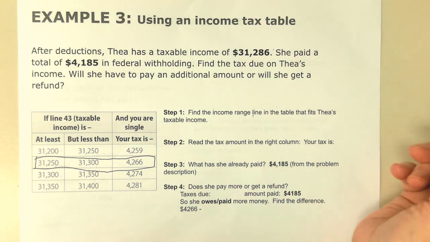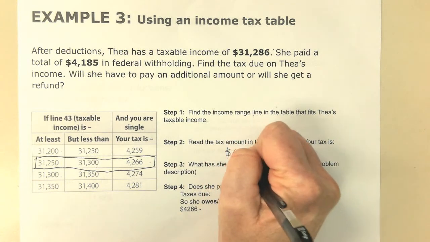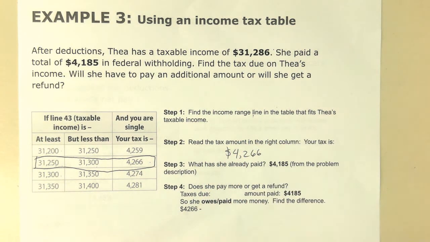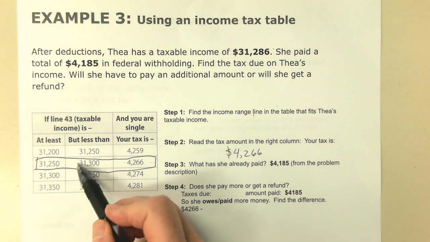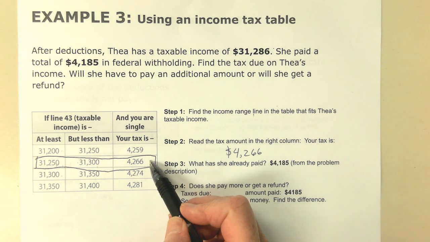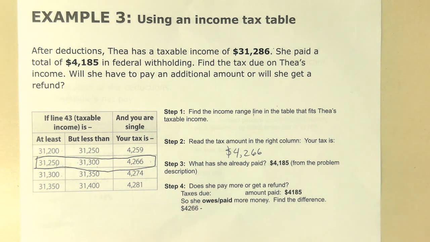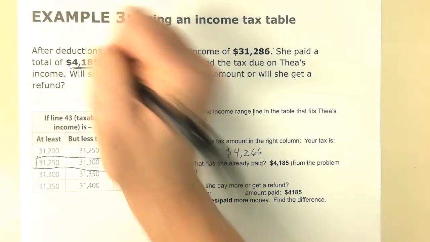So her tax amount, you just read it off the table, is going to be $4,266. Make sure you can see that. So in a tax table, you only find where your income falls between 2 numbers, and then you look at the final column, and that will tell you how much you pay. So she owes $4,266 total for the year, and she's already paid $4,185. That was up here in the problem.